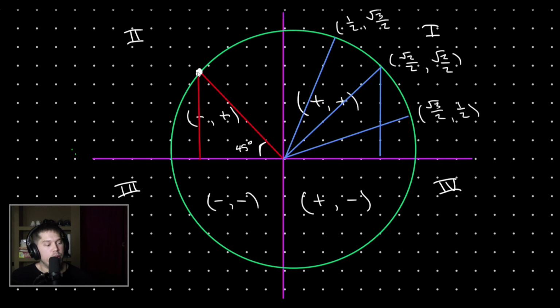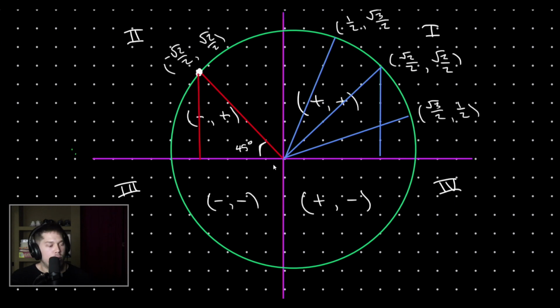Therefore, this coordinate point, sine and cosine are going to be root 2 over 2, except the cosine value is going to be negative because it's in the second quadrant. Therefore, this point would be negative root 2 over 2, comma, positive root 2 over 2. All right, and that's because it's in the second quadrant.